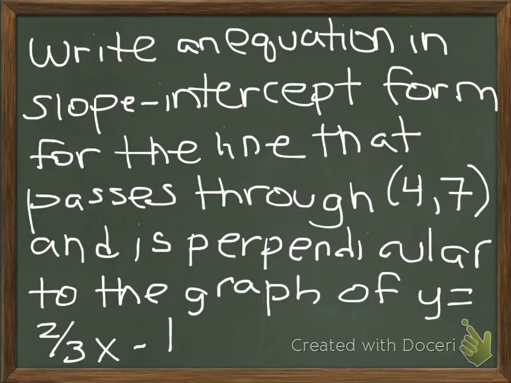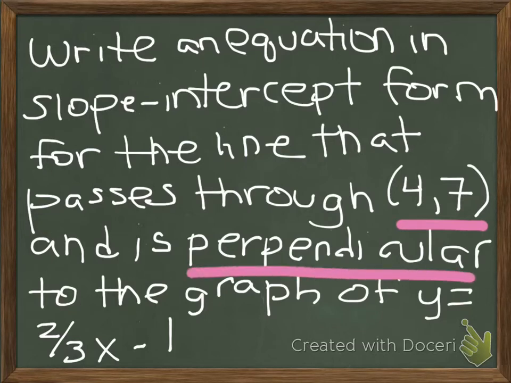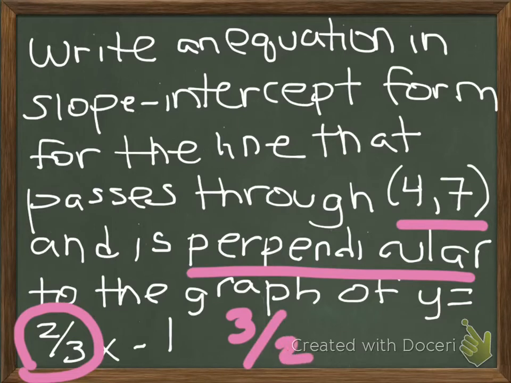Here we're asked to write an equation in slope-intercept form for the line that passes through 4, 7, and is perpendicular to the graph of y equals 2/3 x minus 1. So again, we're still looking for the slope first. The slope for this particular equation is 2/3. If I'm writing an equation that's perpendicular to it, I would need to flip it, or put the reciprocal, and since it's positive, the new slope is now going to be negative. So my perpendicular equation slope is y equals negative 3/2 x plus b.